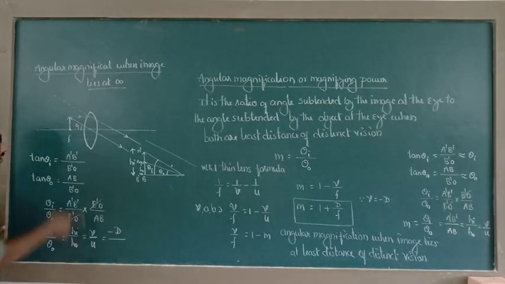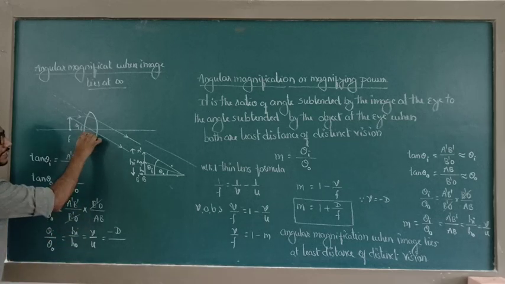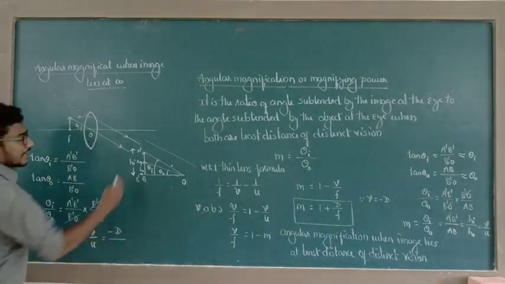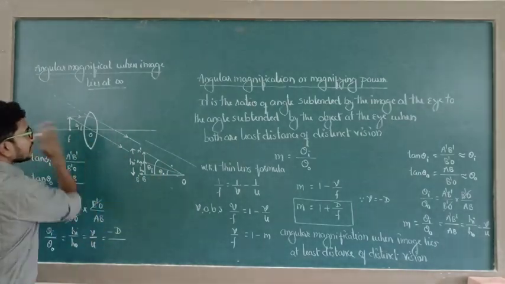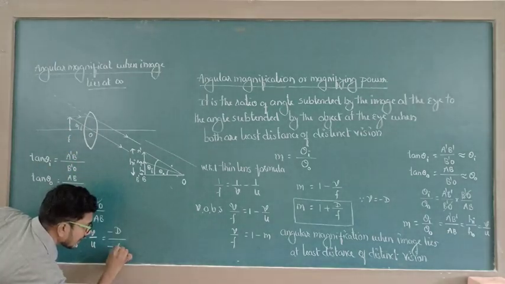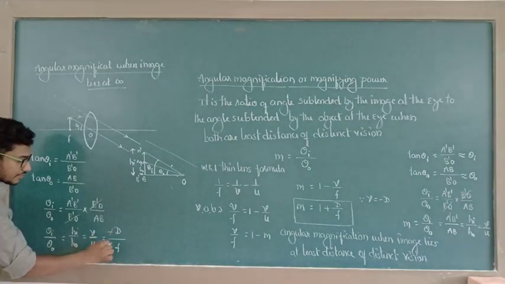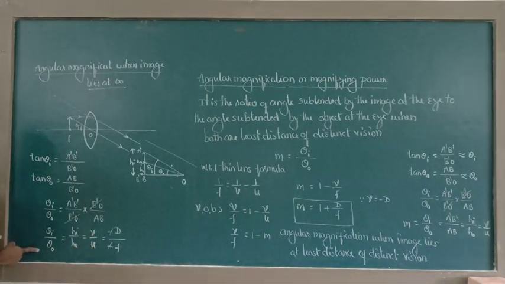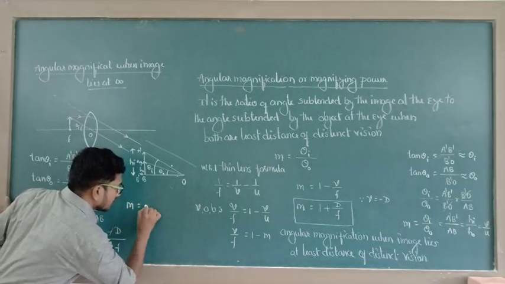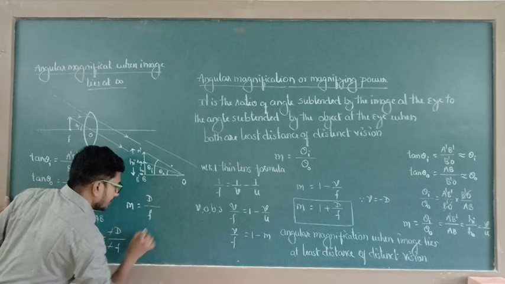Object distance: the object is at the principal focus. The distance between the optical center and the principal focus is known as the focal length. Again, this measurement is opposite to the direction of incident light. Therefore, this object distance is in terms of a negative sign. The negative sign gets cancelled. Theta I divided by theta naught is nothing but magnification. Therefore, magnification is equal to D divided by F.